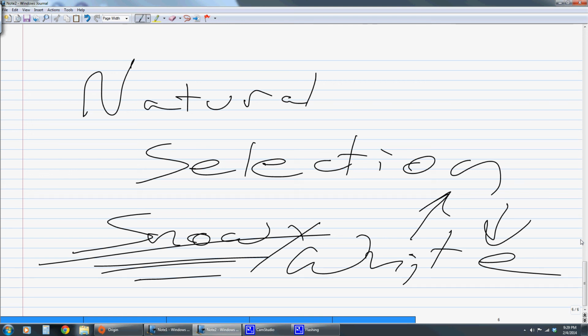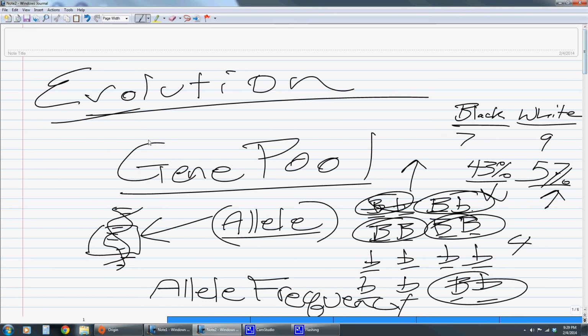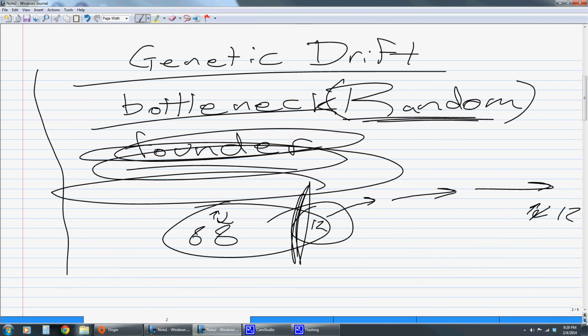So to recap what we just talked about. Starting from here, we're talking about evolution. We care about the gene pool. The gene pool is simply what alleles are found in a population. And when you look at the allele frequency, that's the percentages that the alleles show up. So in our case, when we counted up all the alleles, we had 43% black, 57% white. Now that can change. There's a few things that can do it. And we call this genetic drift whenever you have that change in allele frequency.